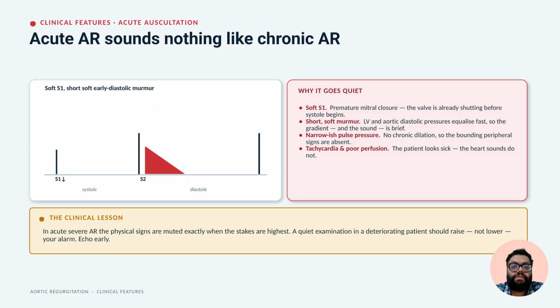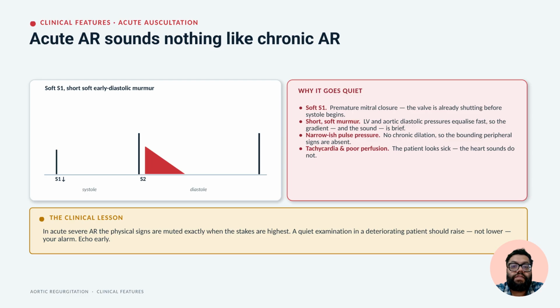Let us close the examination section with the single most dangerous mismatch in valve disease. Everything flamboyant about chronic AR, the long blowing murmur, the bounding pulses, the wide pulse pressure, evaporates when the leak is acute. Look at the phonogram. The first heart sound is soft because the ventricular pressure rises so fast that the mitral valve is pushed shut prematurely before systole has even started. The diastolic murmur is short and soft because the stiff ventricle's pressure climbs to meet aortic diastolic pressure almost immediately, so the driving gradient lasts only a moment.